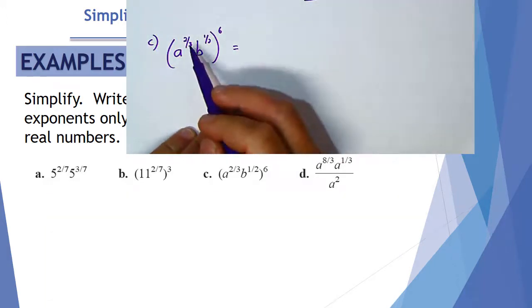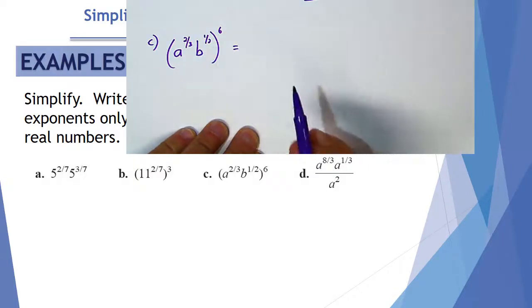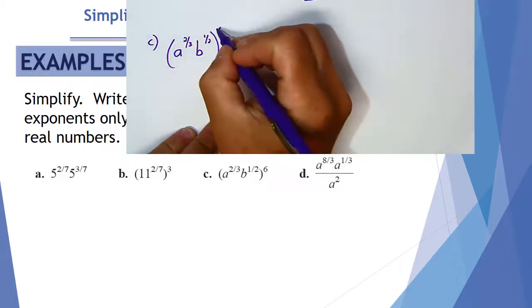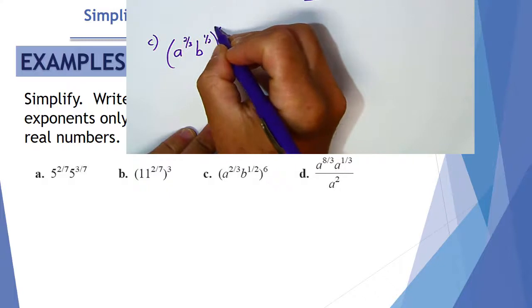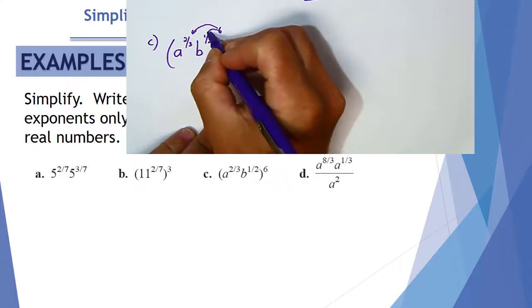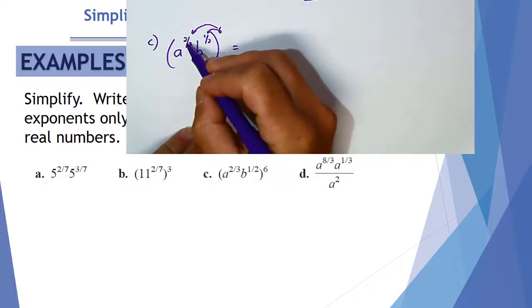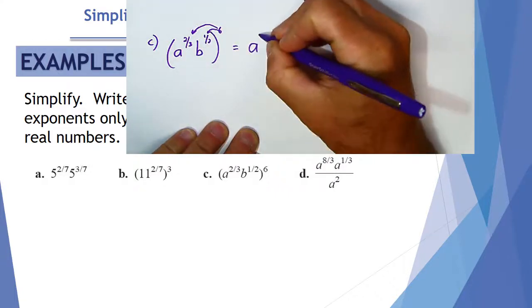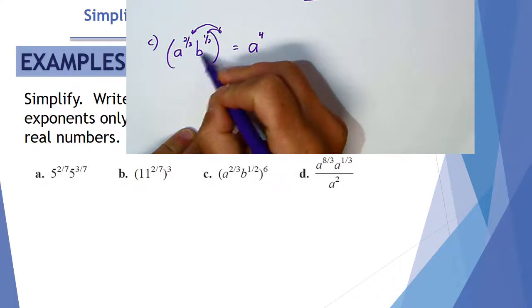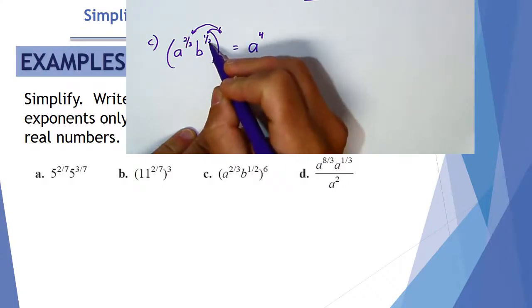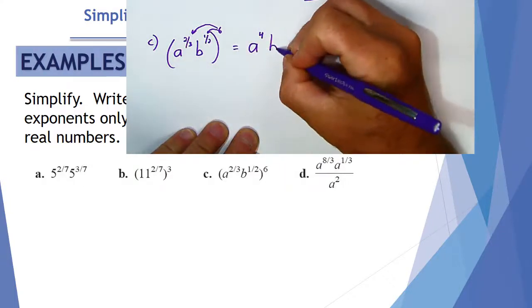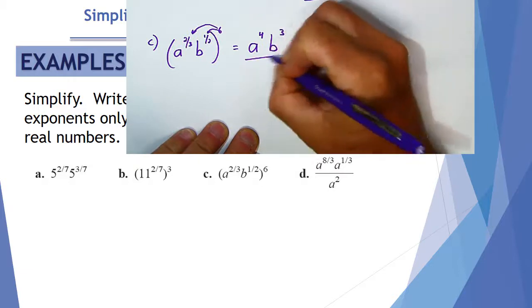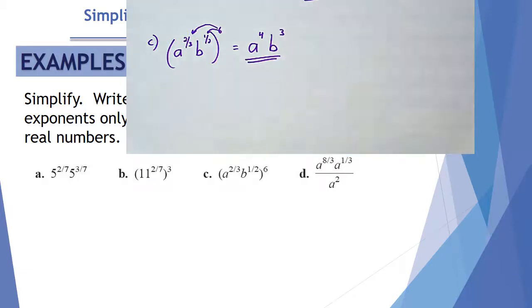Our third one, a to the 2/3, b to the 1/2, all to the 6th power. That 6 is going to be applied to each of these individually, so it's a power to a power two different times. So a to the 2/3 times 6, well, 2/3 times 6 is 4. And b to the 1/2 to the 6, well, 1/2 times 6 is 3, and so that becomes a to the 4, b to the 3rd, and that's really all we can do there.